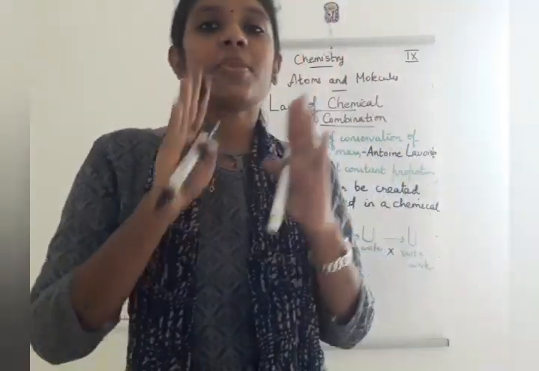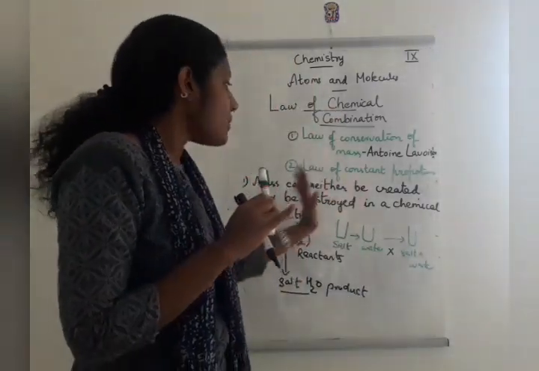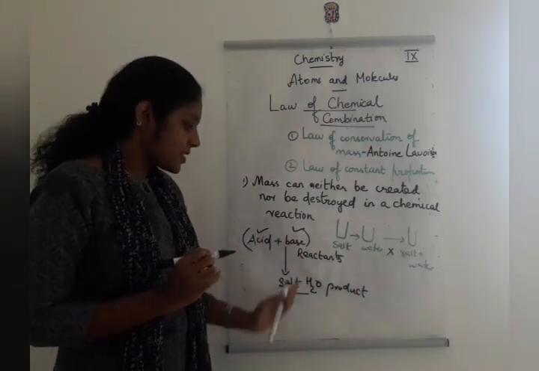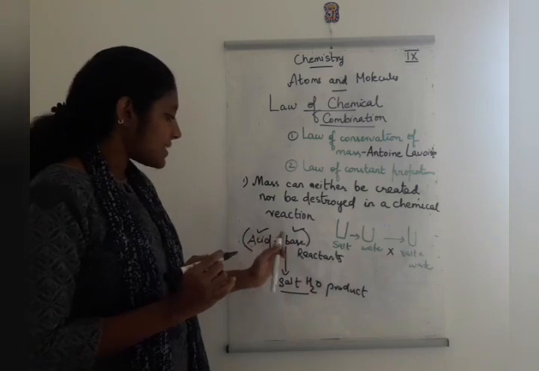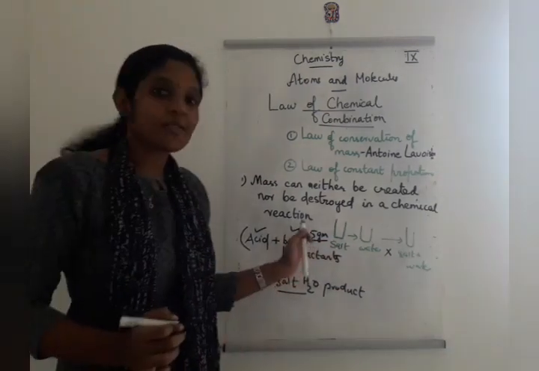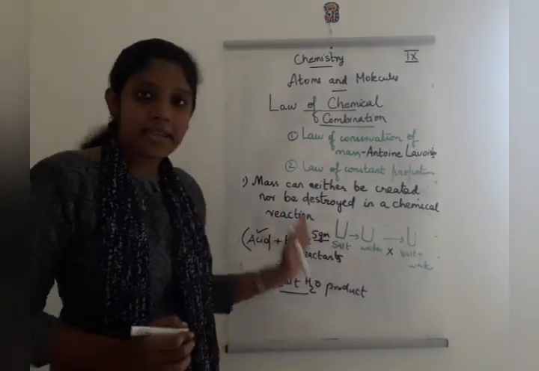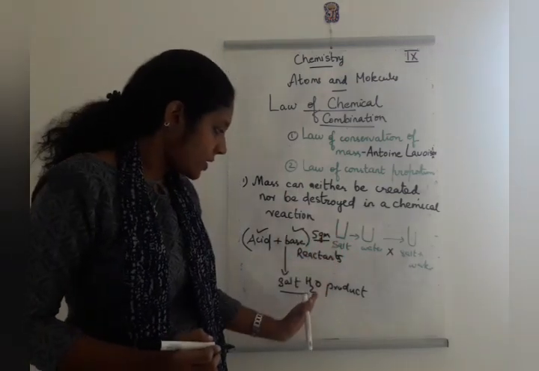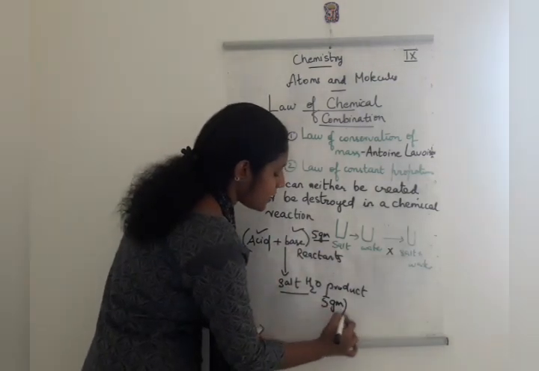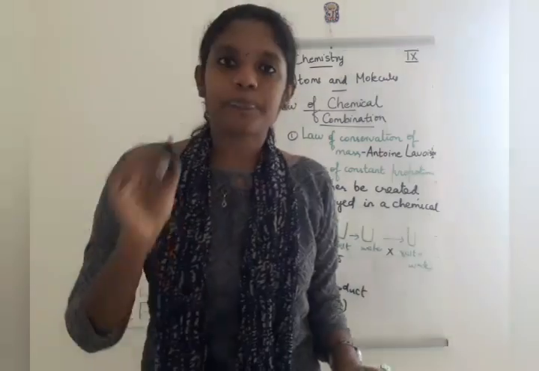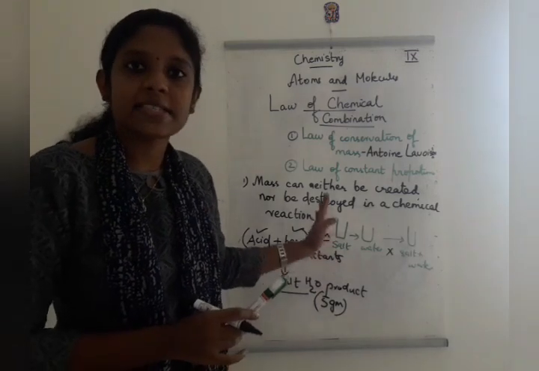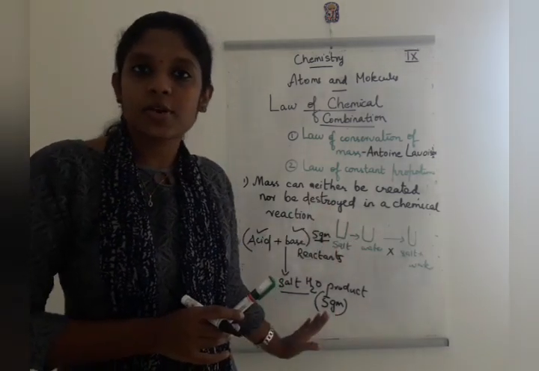So in a chemical reaction, mass can neither be created nor be destroyed. For example, in this example itself, you are adding acid and base and you are getting salt water. Let us assume the mass of acid and base you are adding is 5 gram. Acid and base are the reactants, the chemical reaction takes place and a product is formed, the salt water. When you measure, the salt water also has the same 5 gram. That is, the mass before the reaction and after the reaction is the same. This is mass can neither be created nor be destroyed in a chemical reaction.